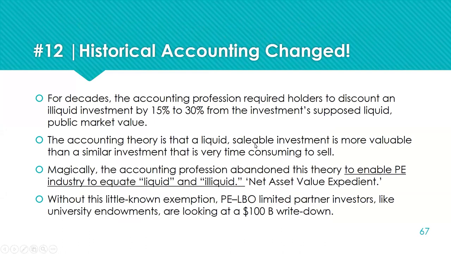They changed their rules on how you discount illiquidity through something called the net asset value expedient, which basically says an investor can value these privately held companies that can't be sold readily almost like you'd value Amazon or Exxon or Nestle stock. It's a highly liquid thing that can be dropped immediately.